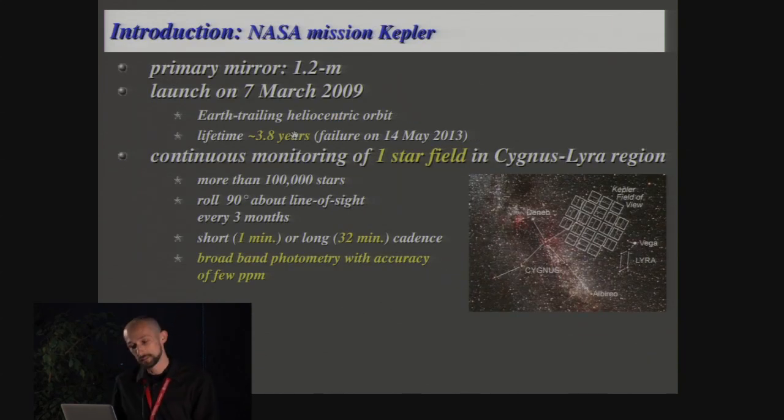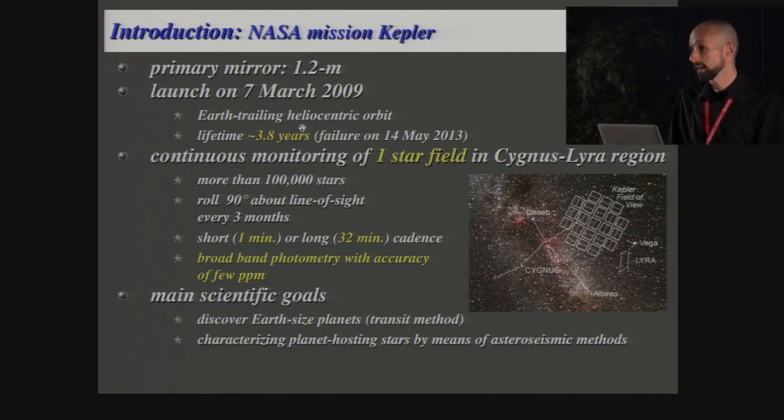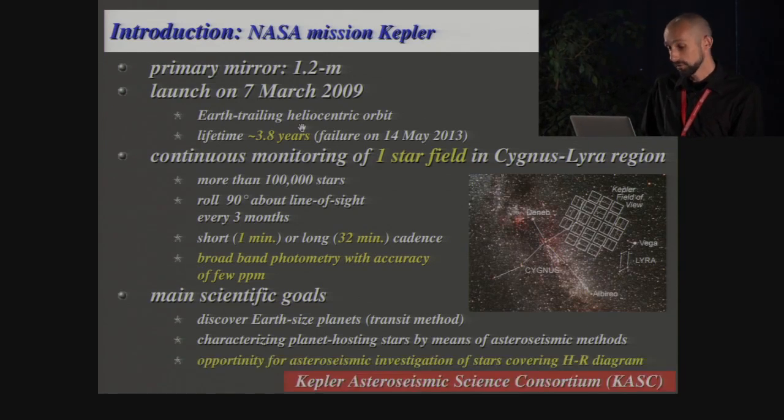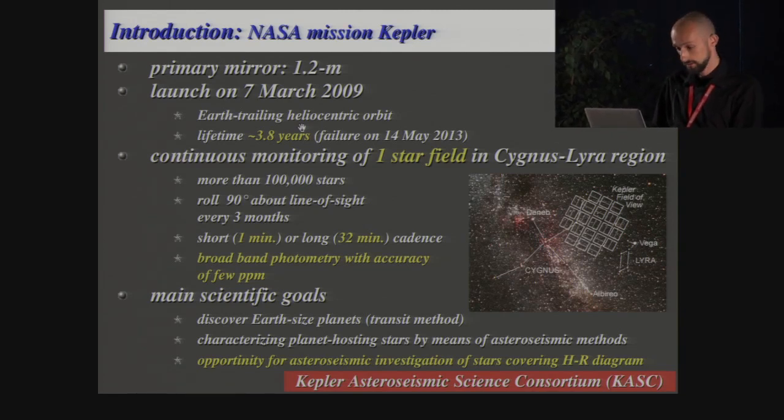It was launched in 2009 and has provided about 4 years of continuous monitoring of one stellar field for more than 100,000 stars, either in short cadence or long cadence, and it provides broadband photometry with an accuracy of a few ppm. The main scientific goals of this mission are to discover Earth-sized planets by using the transit method, and to characterize the planet-hosting stars by means of asteroseismic methods. But it also gives us the opportunity to do asteroseismic investigations of stars covering the whole HR diagram, which has been done in the KASC.